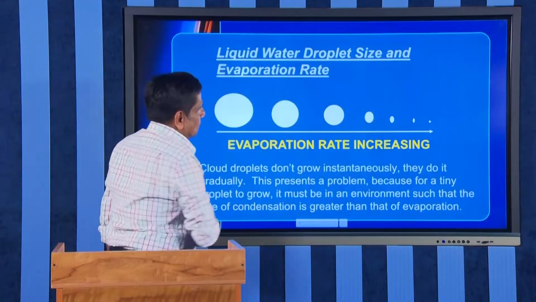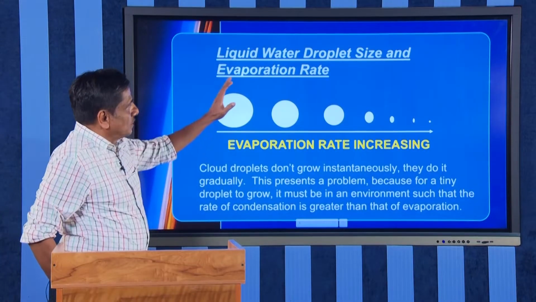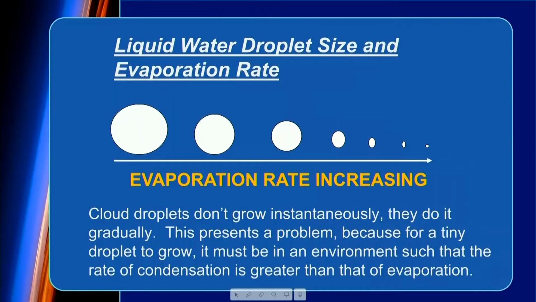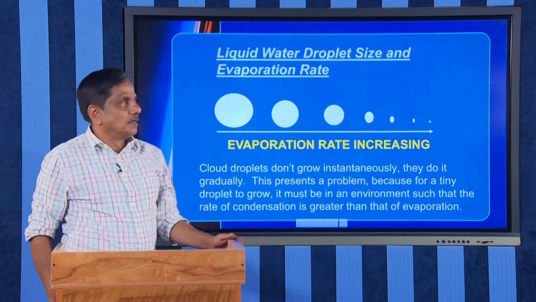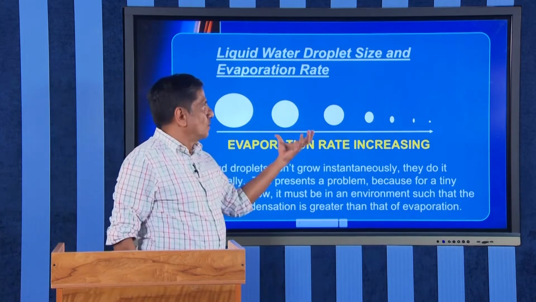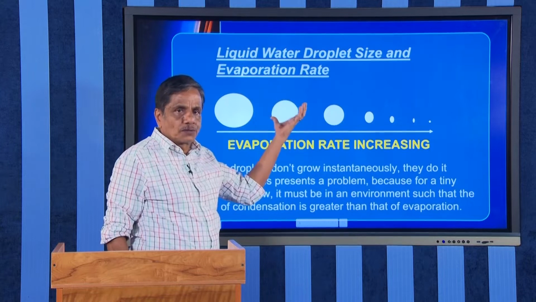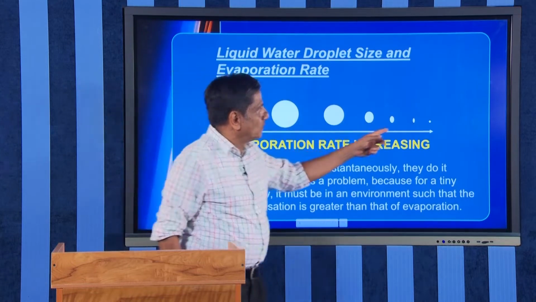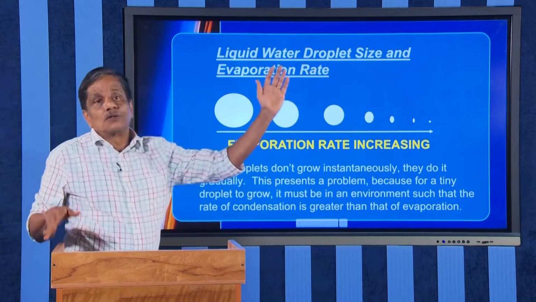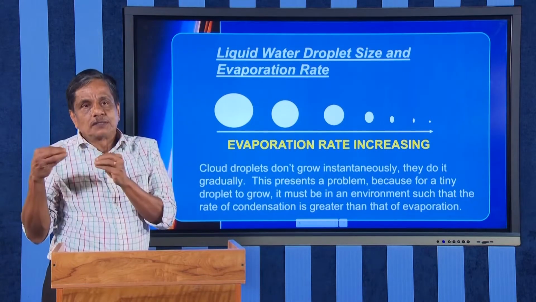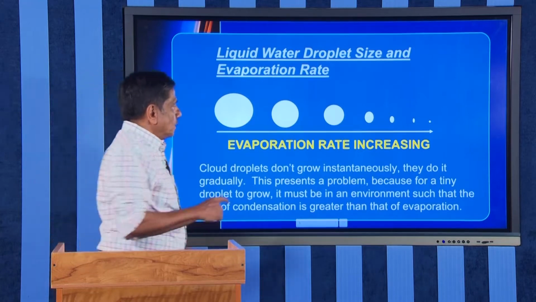Now, this is another mechanism. This is a liquid water droplet, and when evaporation starts, its size will be reduced because it forms water vapor. Finally it becomes very small, but it takes a long time to get its size reduced.